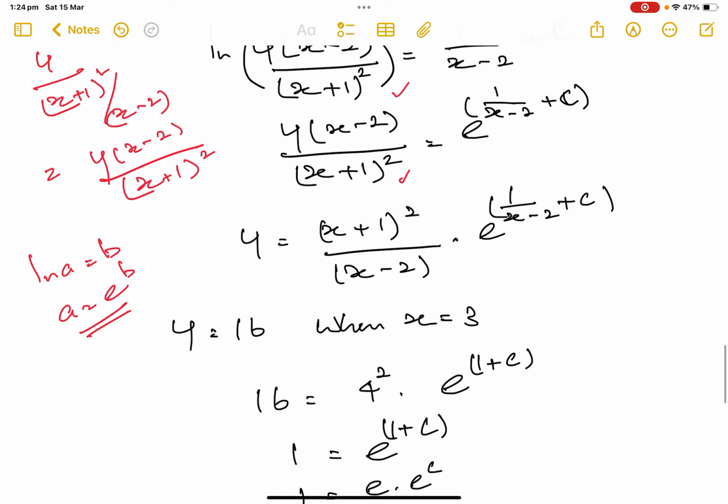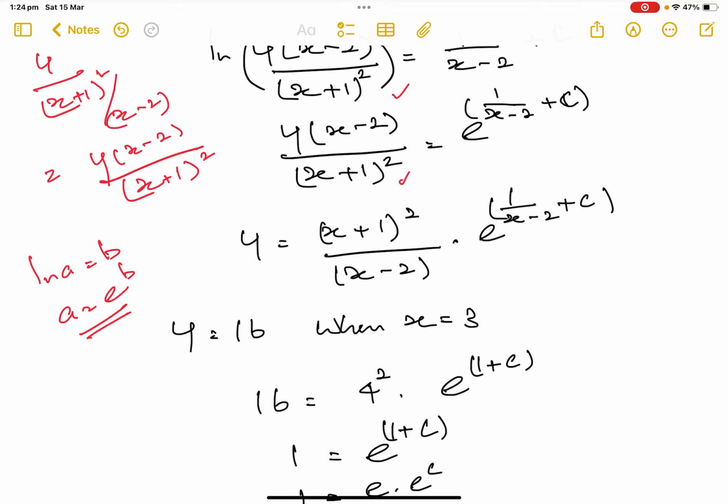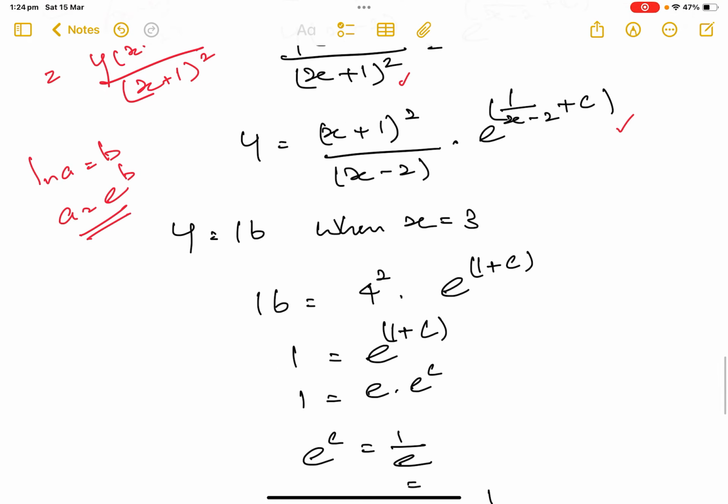Then again, I just wanted to keep that y separate. So y equal, because we need to find the y equation, y equals something. So y equal, cross multiply. Cross multiply means (x plus 1) squared to the top, and (x minus 2) to the bottom, and of course keep that e to the power of 1 over x minus 2 plus c.